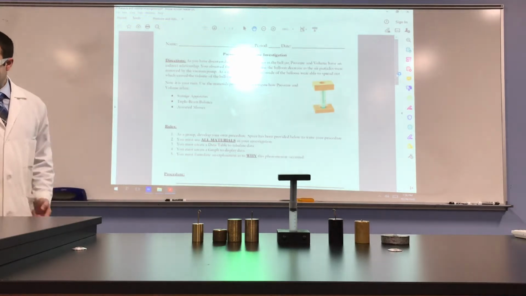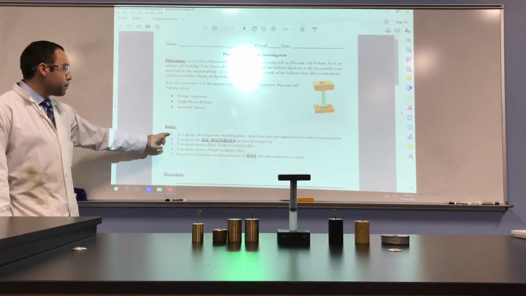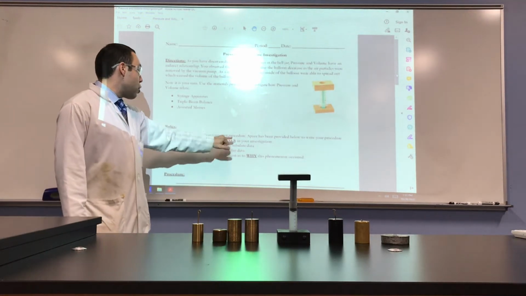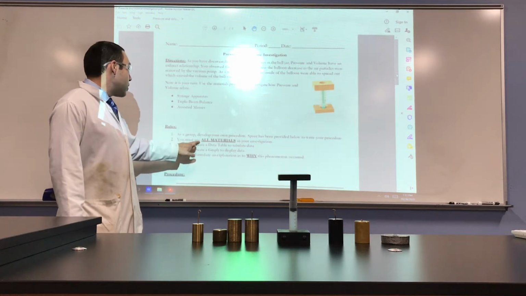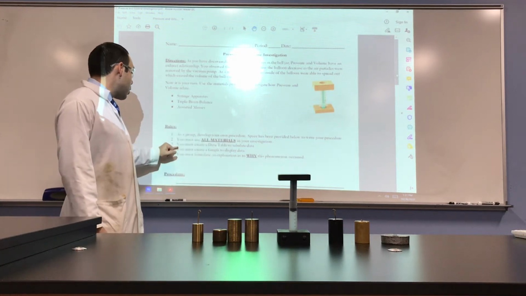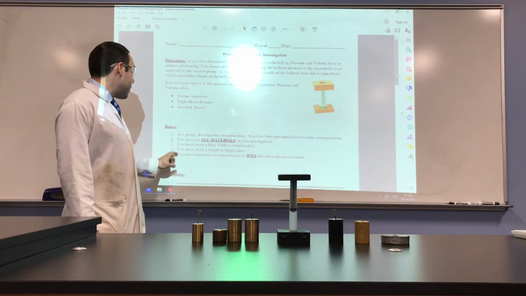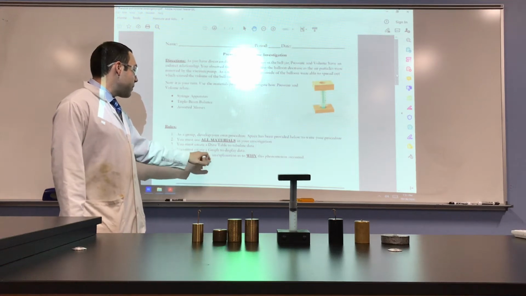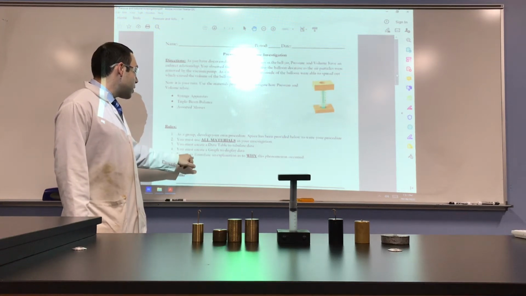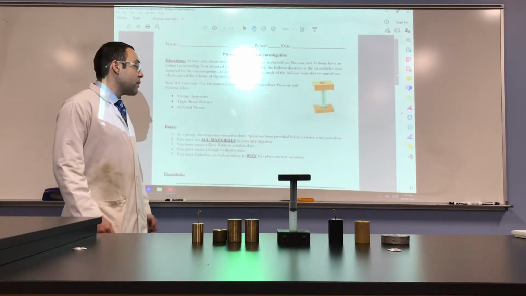So the rules are, as a group, develop your own procedure. Spaces were provided for you to write your procedure, that's down here. You must use all materials in your investigation. You must create a data table to tabulate the data. You must create a graph to display the data. And finally, you must formulate an explanation as to why this phenomenon occurred.